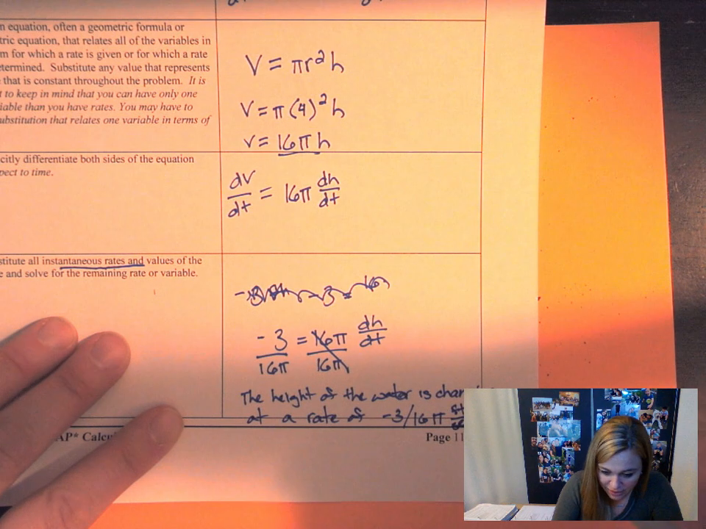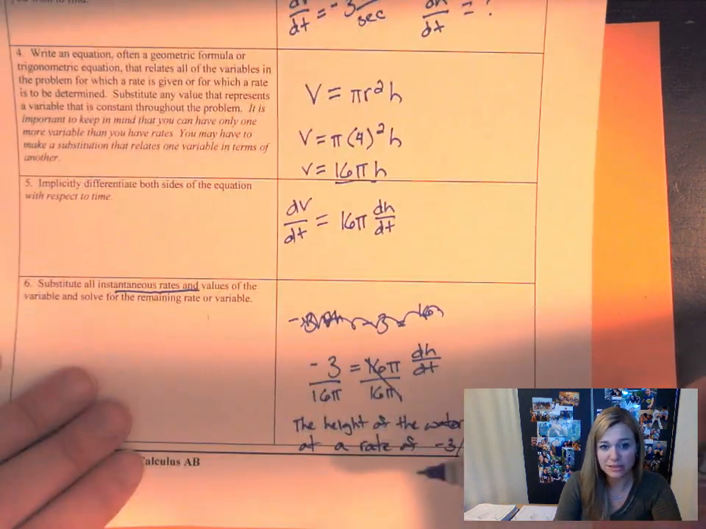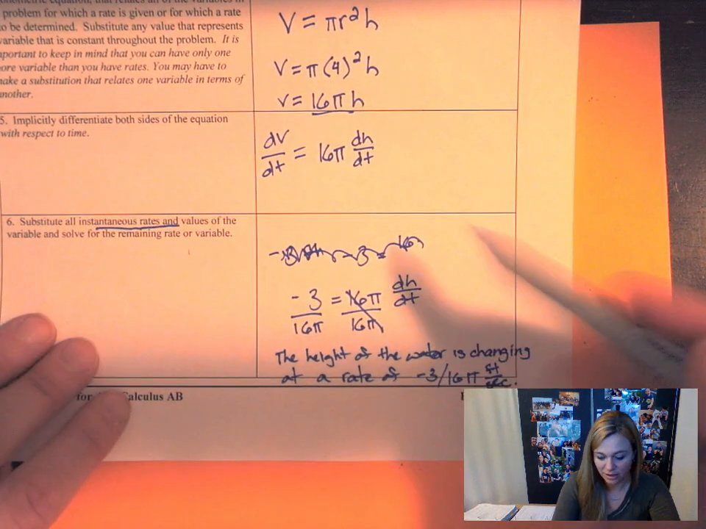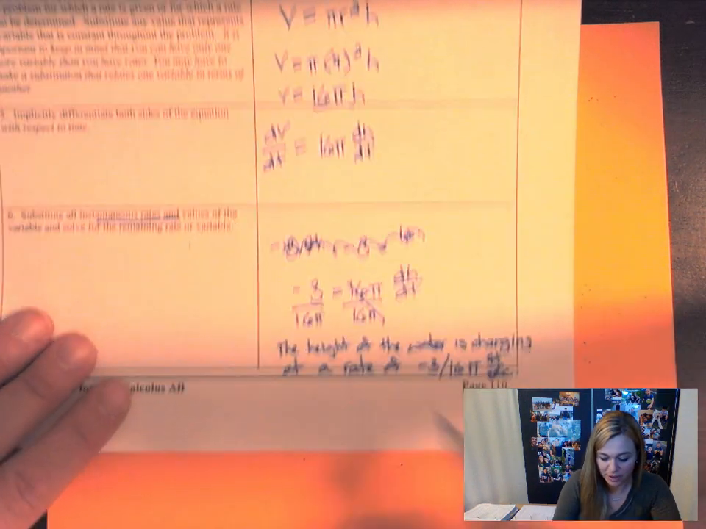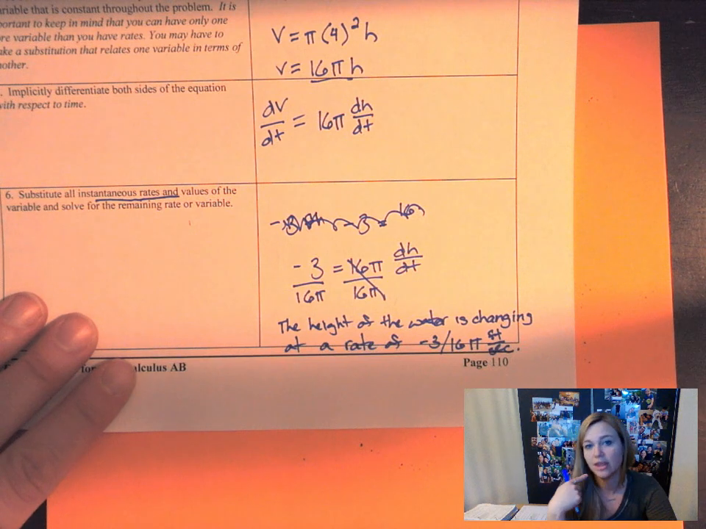And this would be at any instant during the leak, so at any moment, because this is going to be a constant leak. There's no time when the height is a certain thing, because there are no other variables in here to substitute for. Okay, so the height of the water is changing at a rate of negative 3 over 16 pi feet per second. If you put this as your answer, it would be marked wrong.